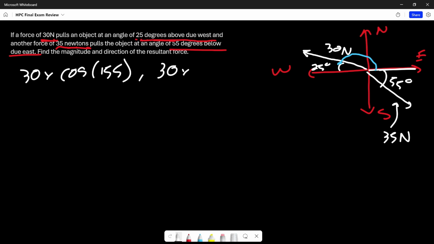So I'll do 30 times cosine 155, and then comma, 30 times sine 155. So that's the component form for our first vector.